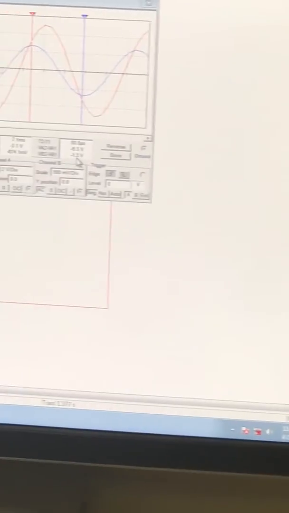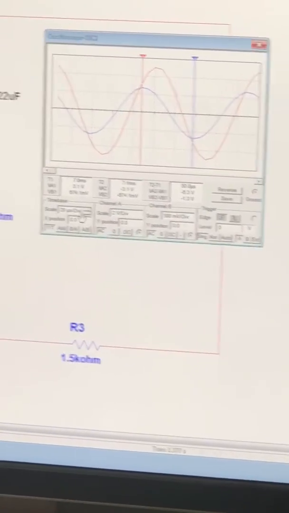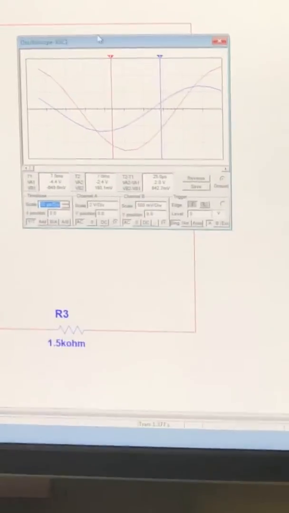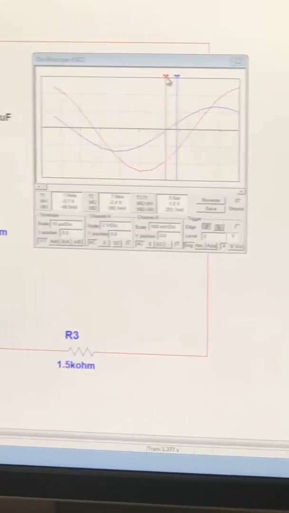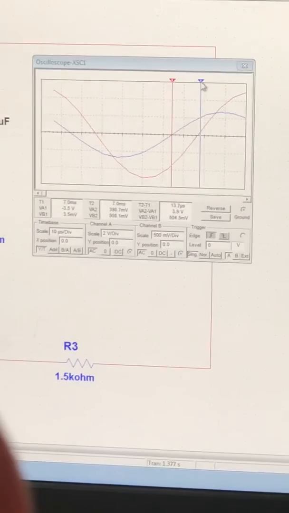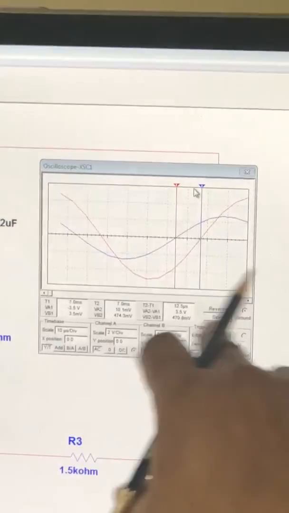And phase shift. So now we need to measure the phase shift. To measure the phase shift, let us make the signals a little bit bigger. So now the signal is much bigger. So if you bring this one here, this is the zero crossing, right? And this is also the zero crossing for the other signal. You understand me? It's crossing the zero line. Yes. Is it clear? Yeah.